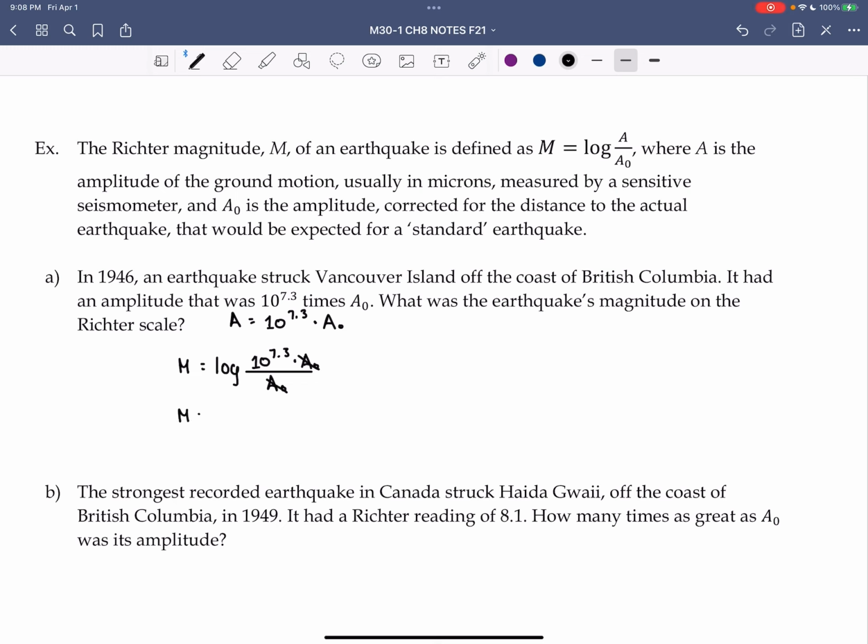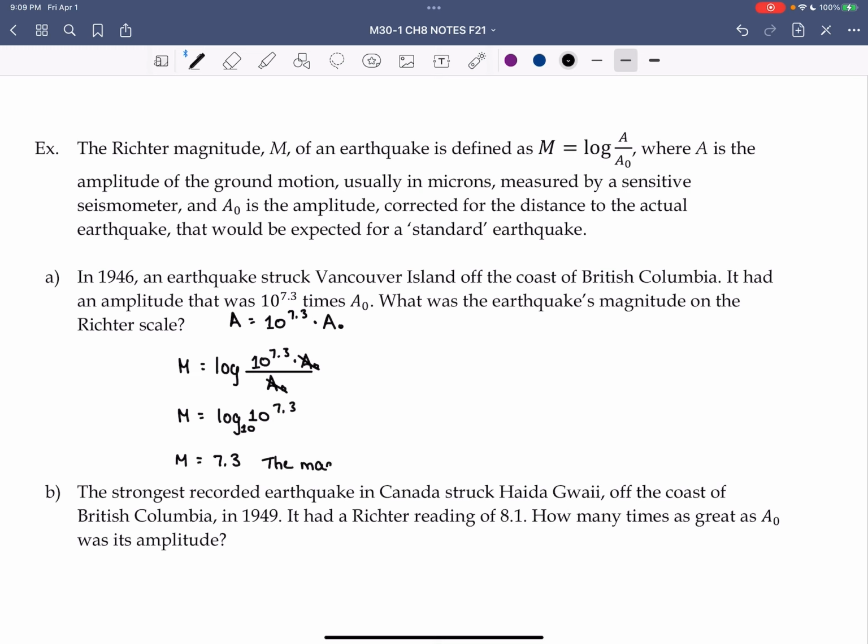Then we have m equals log of 10 to the power of 7.3. Remember, this is log base 10, so we have log base 10 of 10 to the power of 7.3, which is the log base b of b to the power of n rule. So that tells us that m, the magnitude, equals 7.3. This is a word problem, so we should write a sentence.